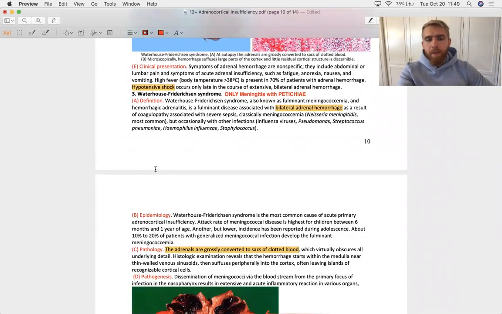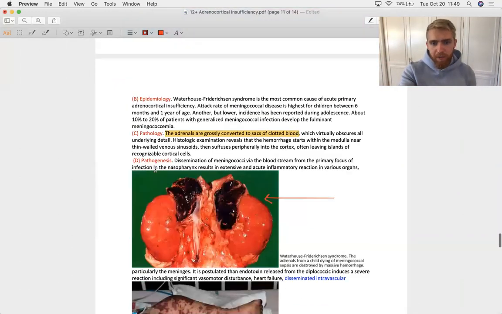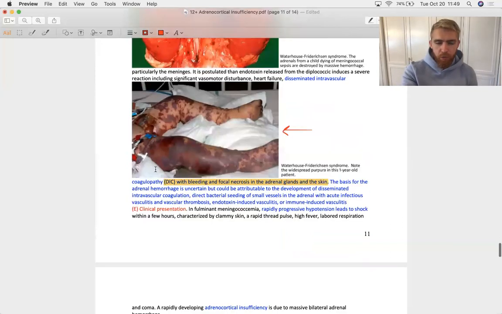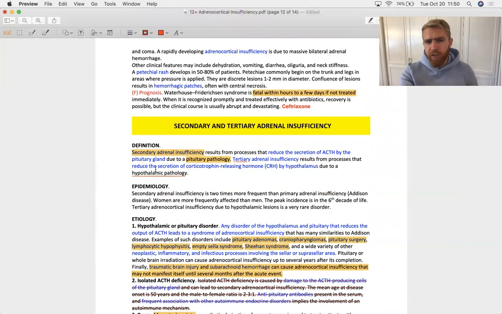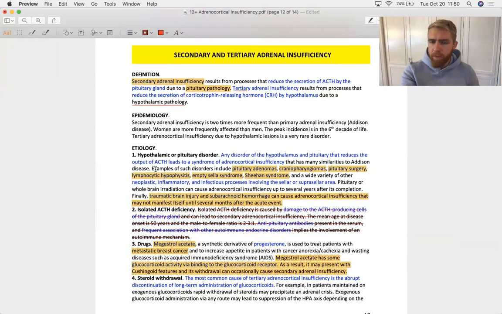Waterhouse-Friderichsen: meningitis plus a rash. The only thing that's really going to give you a meningitis with this purple, dark maroon, petechial lower extremity rash. Nothing else on your differential for Step 1. Neisseria meningitidis, treat with ceftriaxone, prophylactic rifampin for close contacts.